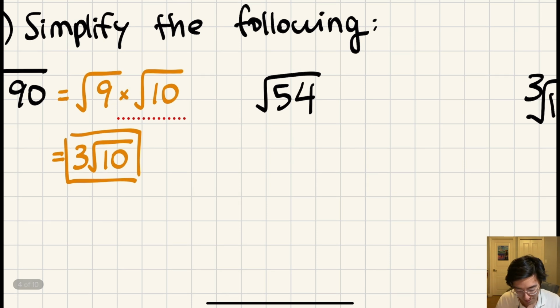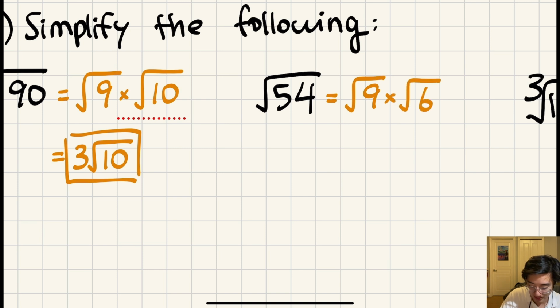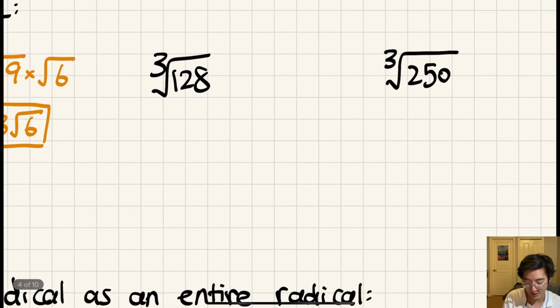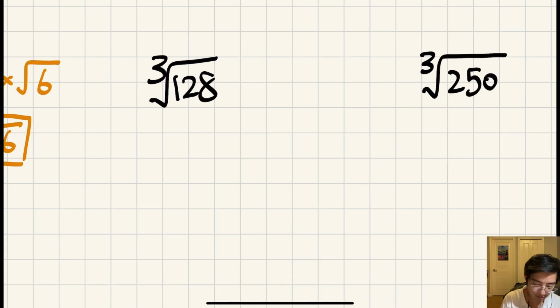Okay, 54. So once again, we can also take out a 9 as well. So 54 is just the square root of 9 times the square root of 6, which gets us 3 times the square root of 6. All right, very good. Okay, so now let's do some bigger numbers here, cube roots. So in this question, 128.